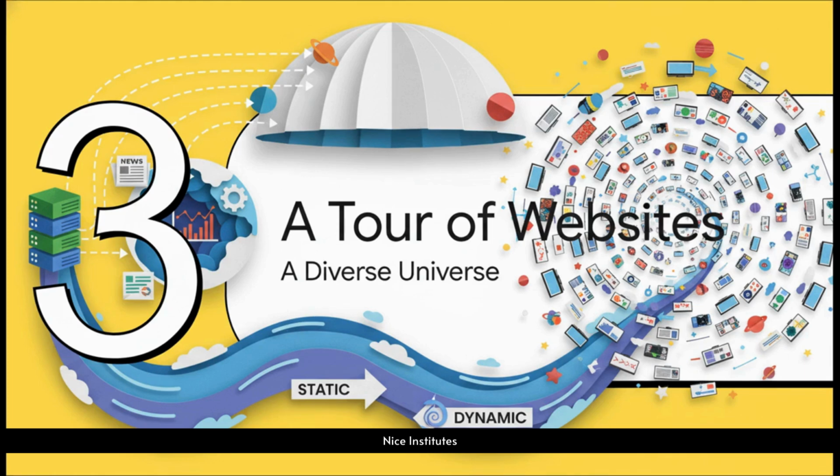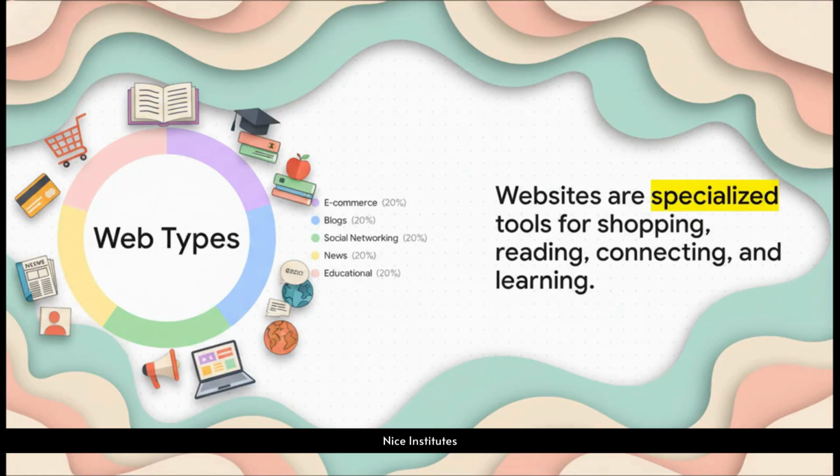So let's take a quick tour. The web really isn't just one thing, it's more like a massive toolbox. Think about it. You use different sites for completely different jobs. E-commerce sites are your digital storefronts. Social networks are your community hangouts, and blogs are basically our modern-day magazines. Each one is a specialized tool built for a very specific task.